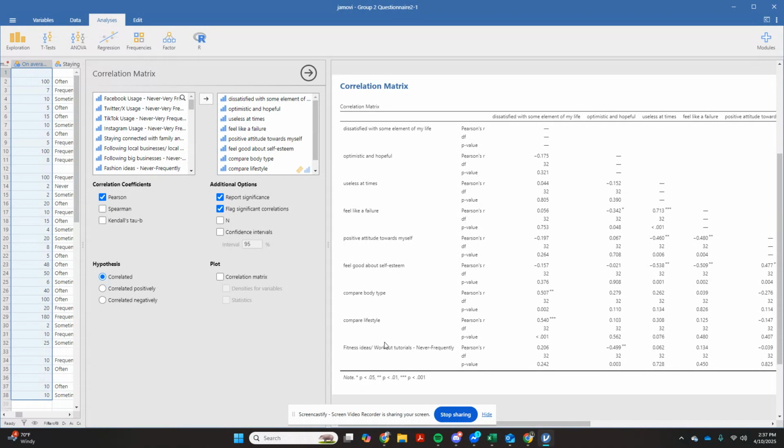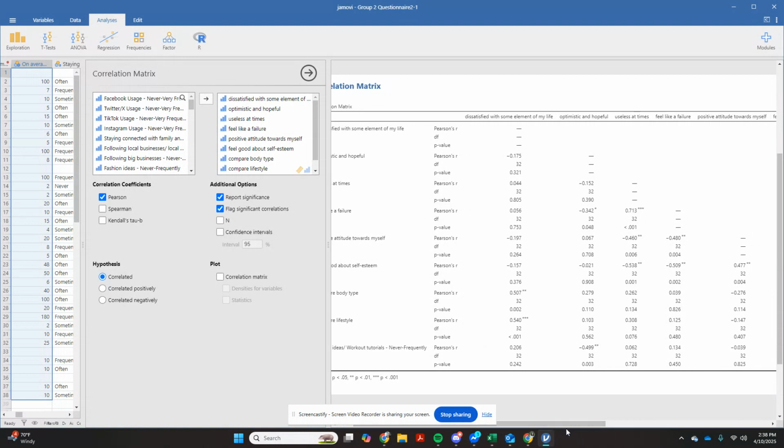So we see that these two in particular are correlated with the idea of being dissatisfied with some element of life. We can come down here and we see that there's a correlation between using social media for fitness ideas and workouts and feeling optimistic and hopeful, and that's a negative correlation, so that could be really interesting to dialogue about. And here's your p-value right here. Your Pearson's R, remember, is the strength of your correlation, and your p-value is how statistically significant it is. So this could be an interesting one to discuss.